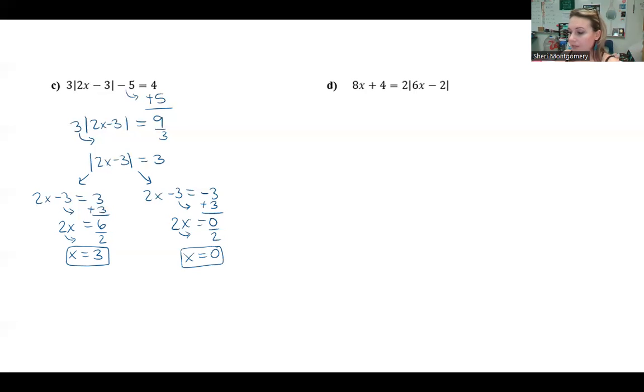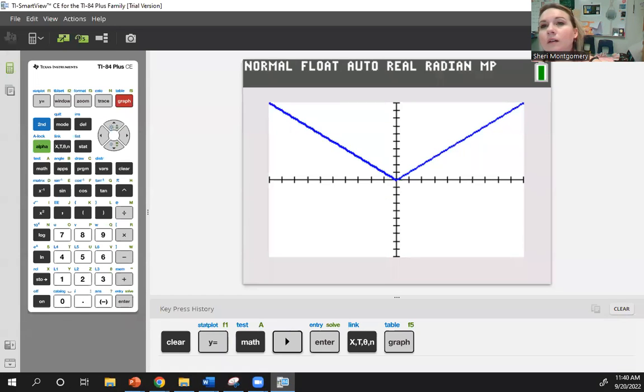Would y'all like to see how to type this into the calculator so that you can check? Yeah, that would be helpful. Let me pull up my calculator. Let me make you smaller.